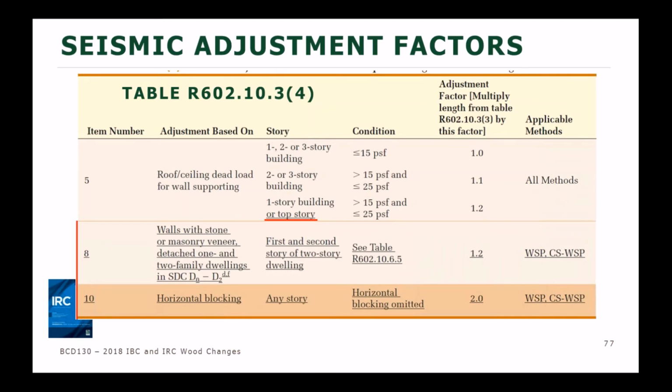So at the top story, we add 20% extra bracing, that 1.2 factor. At a second or a third story lower down, we only add 10% to the amount of bracing that's on the wall. And when a roofing material is less than 15 PSF, which are our typical asphalt roofs, then we don't add any additional bracing at all.